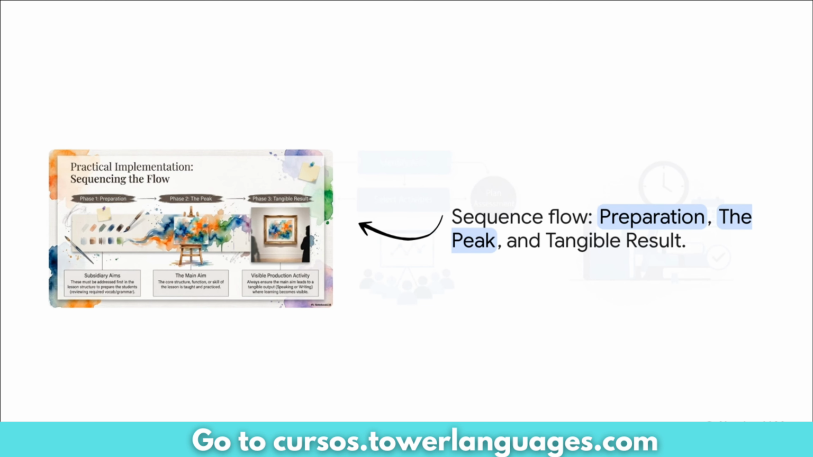Then you move to phase 2, the peak, where you hit the main aim and the core skill is taught and practiced. Finally, phase 3 is the tangible result. You must always conclude with a visible production activity, like a speaking task or a writing assignment, where the learning truly becomes visible to you.